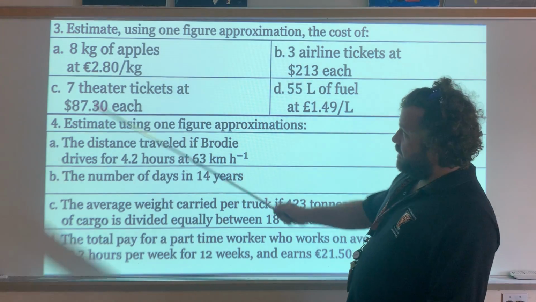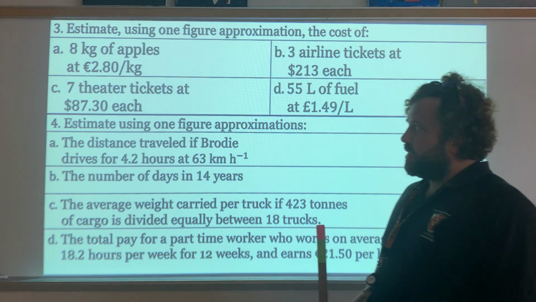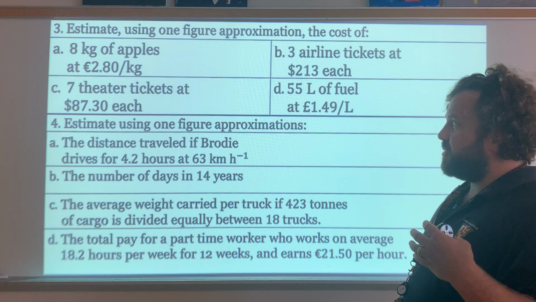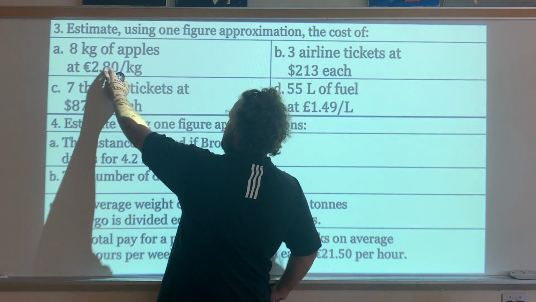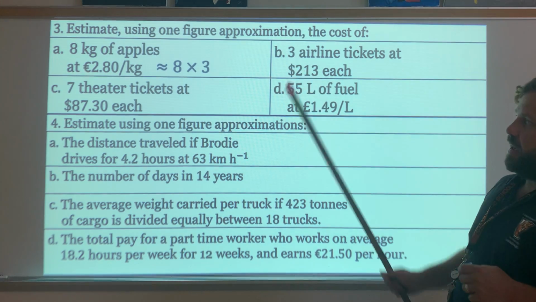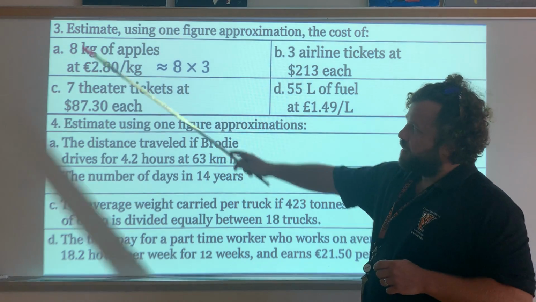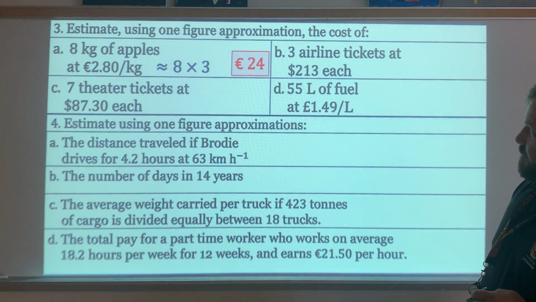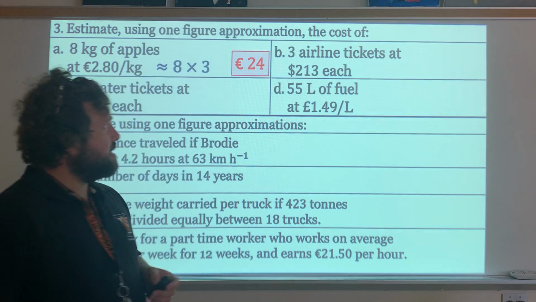All right, you did the problem. 8 kilograms of apples at 2 euros and 2.80 euros. I don't know per kilogram. I don't know what a cent is in euros. So you would just simply get 8 times 3, single digit. 2.80 rounds up to a 3, and that would be 24 euros. Obviously, it'd be less, but it's an estimate.